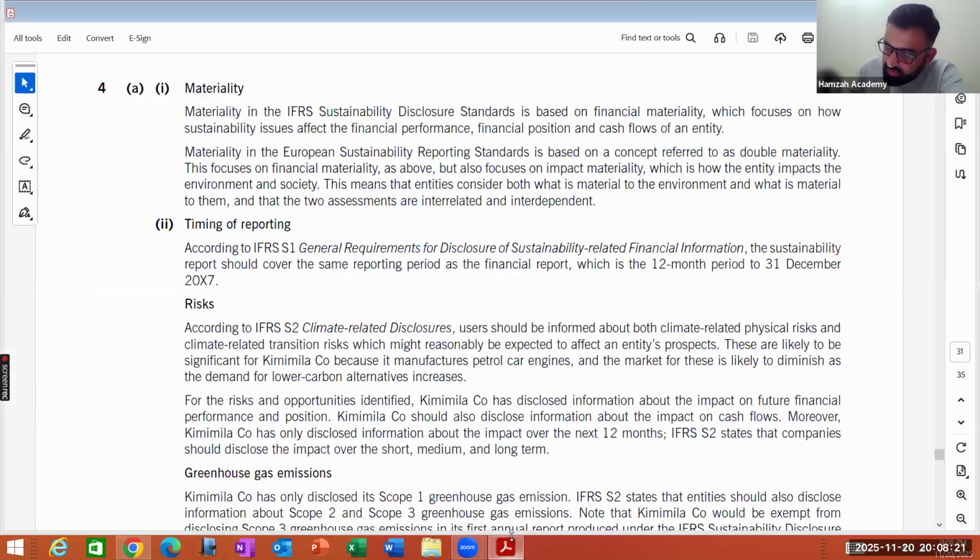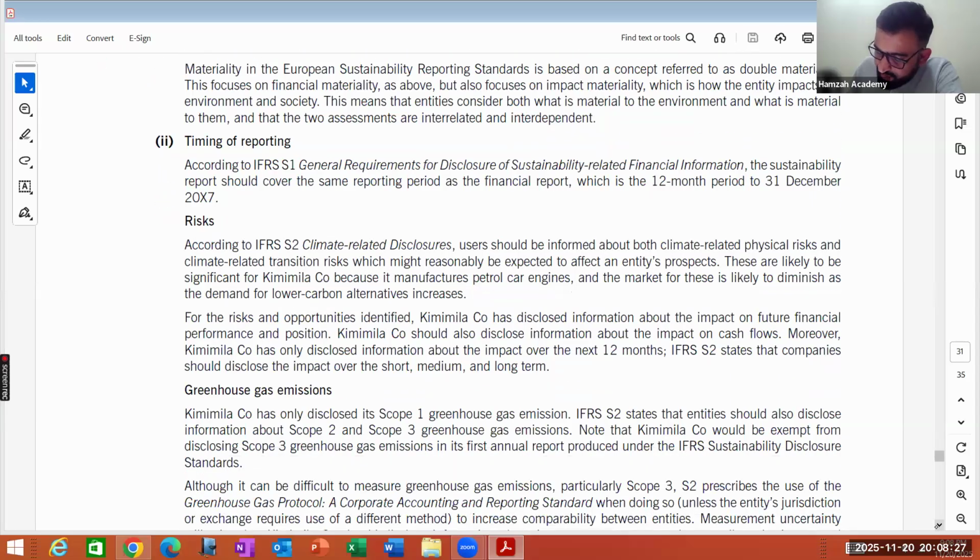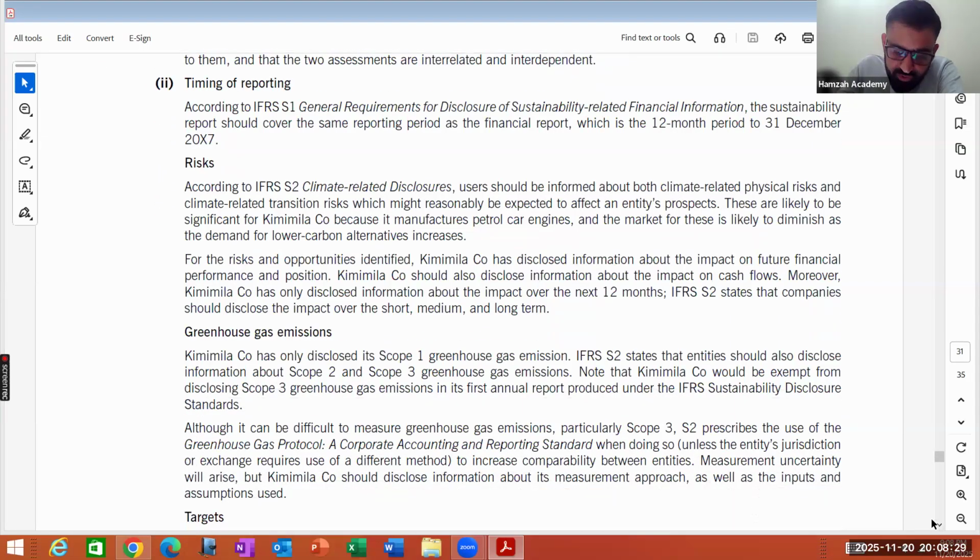Now, look at the issues which we have here. The first issue we have identified is about the time of reporting. The disclosure should cover a 12-month period, but they are covering only an 11-month period. Risk, according to IFRS sustainability reporting on climate-related disclosure, the climate-related risks, both the physical risk and the transition risk, should be identified and disclosed.